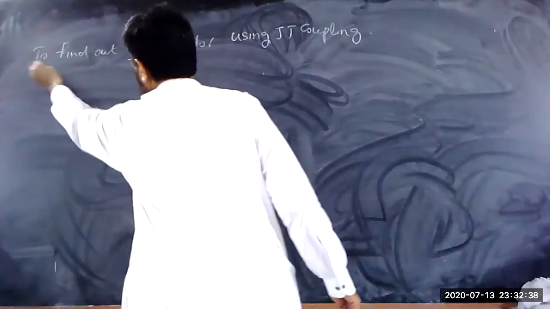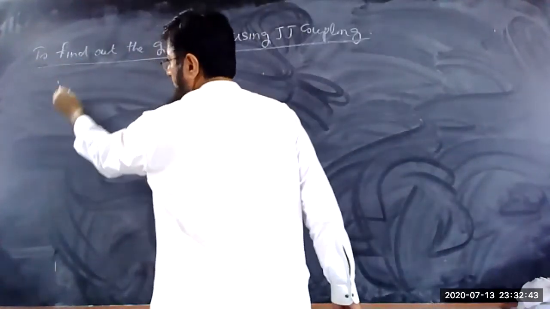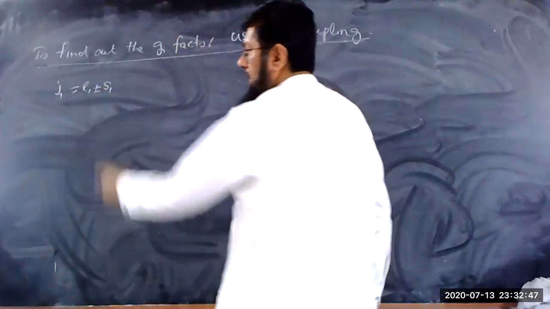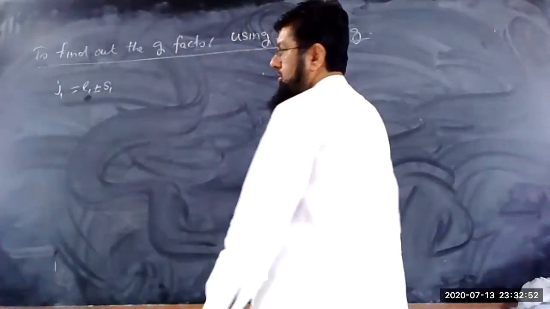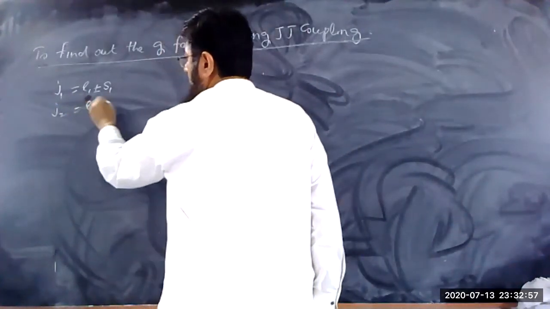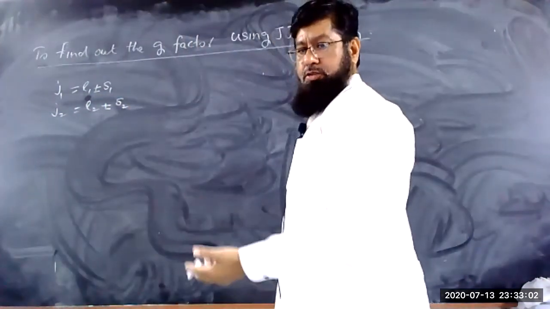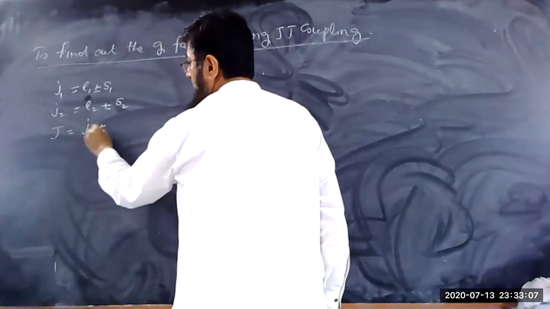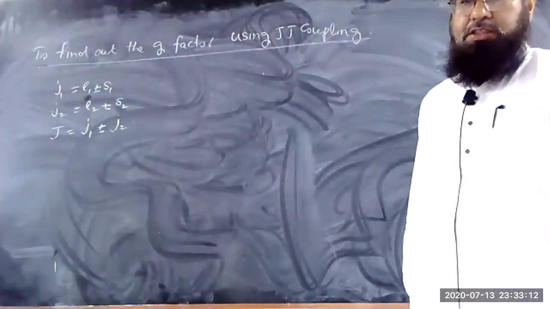What is JJ coupling? In JJ coupling, the orbital angular momentum L1 of the first electron is combined with its spin S1, and we call it J1. The orbital angular momentum of the second electron is combined with the spin of the second electron, and we call it J2. So the total J is the combination of J1 plus minus J2. This is the simplified case of JJ coupling.